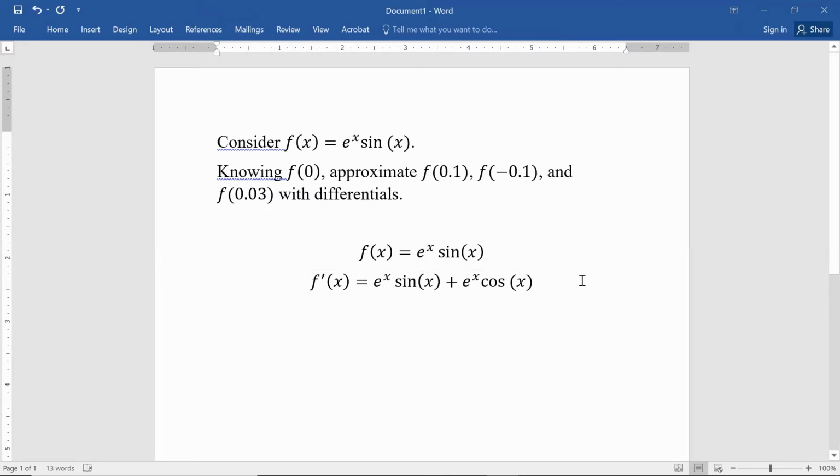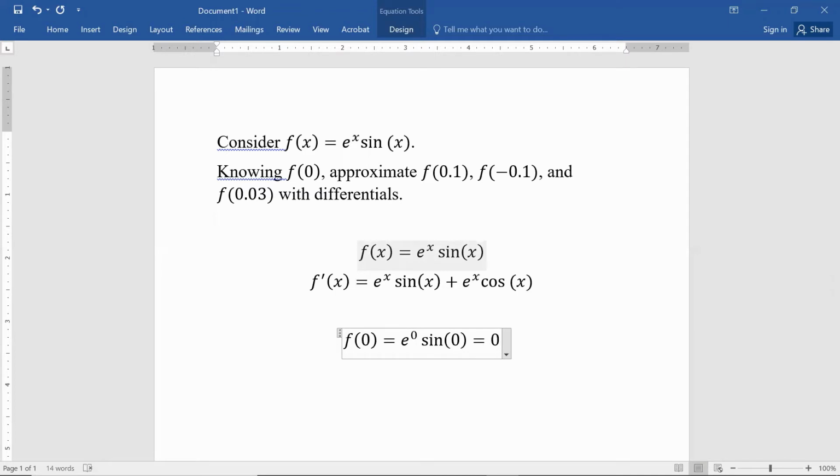If we plug in 0 into each thing, f of 0 becomes e to the 0 multiplied times sine of 0. You can plug that into your calculator, but it's going to come down to the fact that sine of 0 is 0. Therefore, f of 0 is 0.